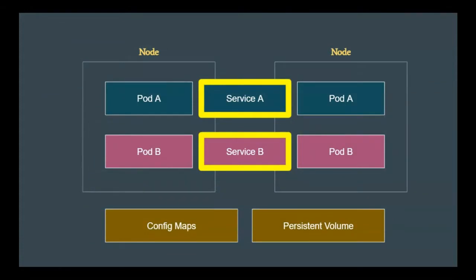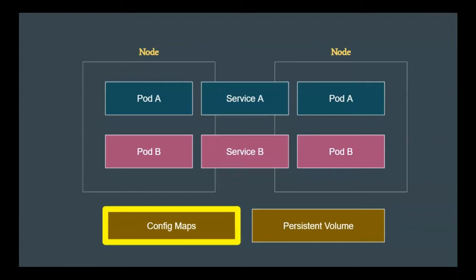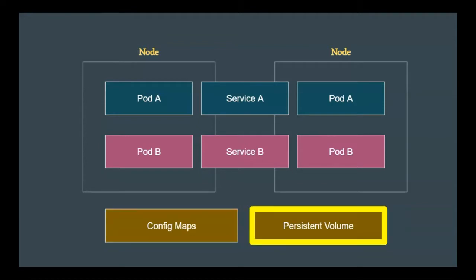Services act to group pods together, so traffic that goes into a service is redirected to one of the pods. The config maps are where you store application properties like connection strings. Persistent volume is storage. Usually it's the physical location where your database stores its data.